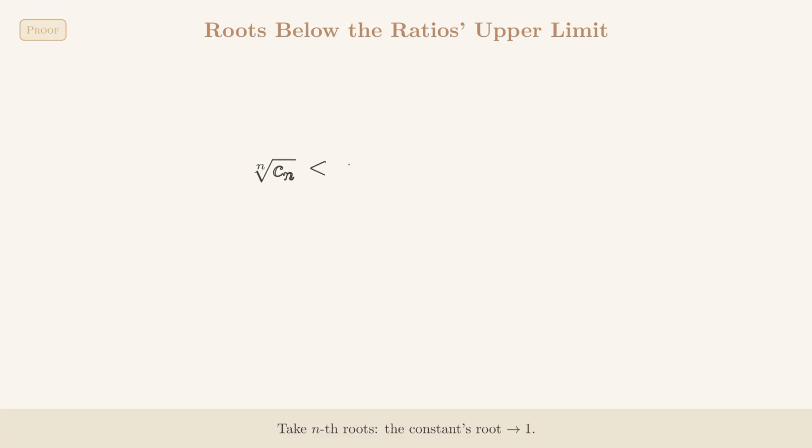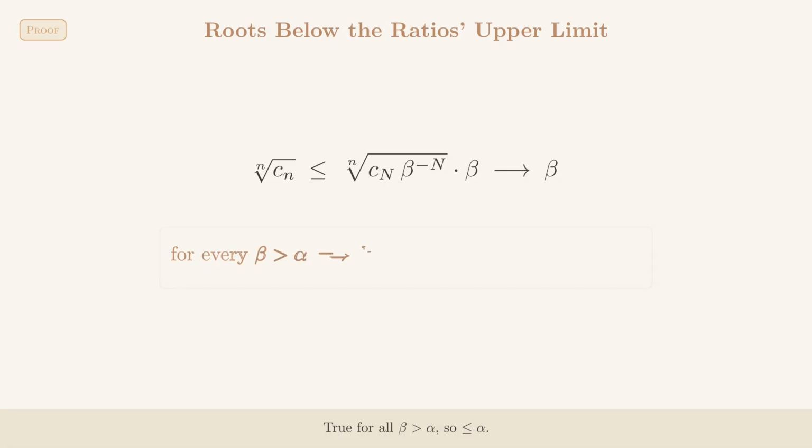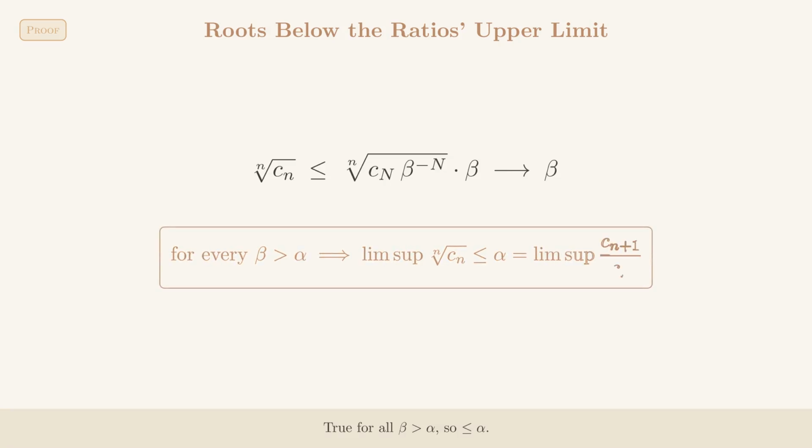Take nth roots on both sides. The root of the constant tends to 1, leaving beta. So the upper limit of the roots is at most beta. But beta was any number above alpha. Letting beta close down to alpha, the upper limit of the roots is at most alpha itself. So the upper limit of the roots never exceeds the upper limit of the ratios. That proves the upper inequality.